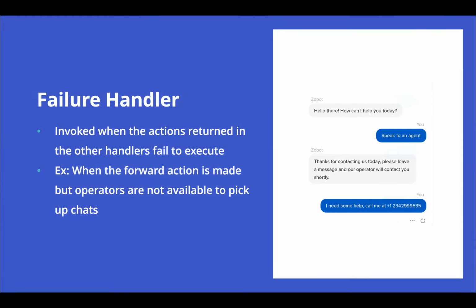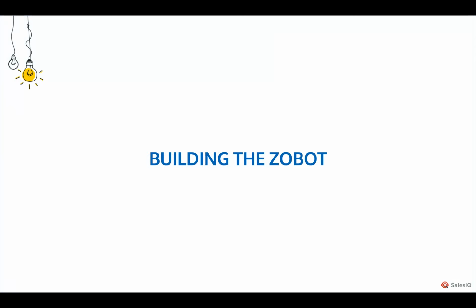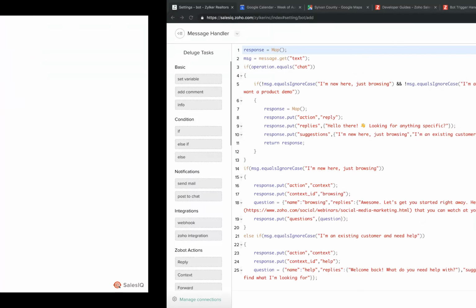Following that, we have the failure handler, which gets invoked when actions returned in the other handlers fail to execute. The input will be the details of the visitor, the cause of the failure, and the previous response for the object due to which the action had failed. This handler will be disabled by default, but if you wish to set up failure responses, you can enable it. This can be configured in case chats are forwarded to operators when they're offline, or operators are unavailable during business hours, operator email is invalid or inactive in the portal, or the character limit was exceeded in the reply given.